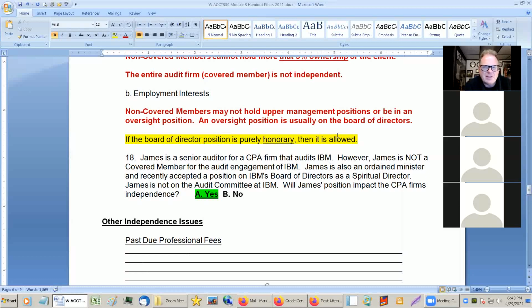Again, this usually comes about with charities, not-for-profits, things along those lines, where as a CPA you hold some prestige in the community, and they want you on the board of directors to add to that prestige for whatever their cause is. If that is the case, it's allowed. But it has to be completely honorary. If they have you voting on stuff, voting on expansions and all that, no, you can't do that. But if it's purely honorary, you can.